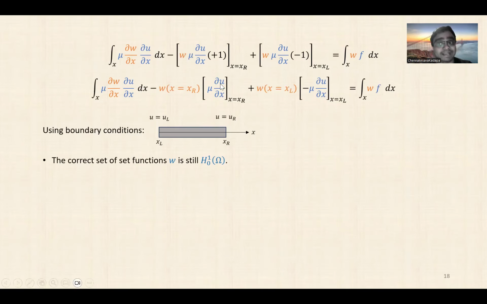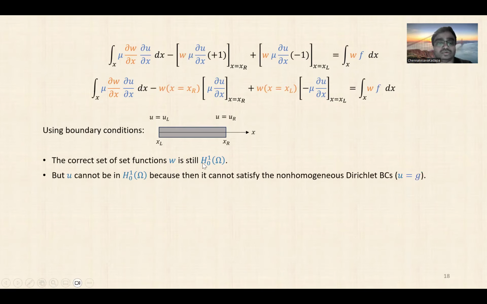In order to retain the test function that vanishes on the boundary, that is, if you choose the test function from the H10 space, then u no longer satisfies the non-homogeneous Dirichlet boundary condition. Remember, we have u equal to g on the Dirichlet boundary. So if you choose u also from H10 space, then u no longer satisfies the non-homogeneous Dirichlet boundary condition. So, what do we do here?